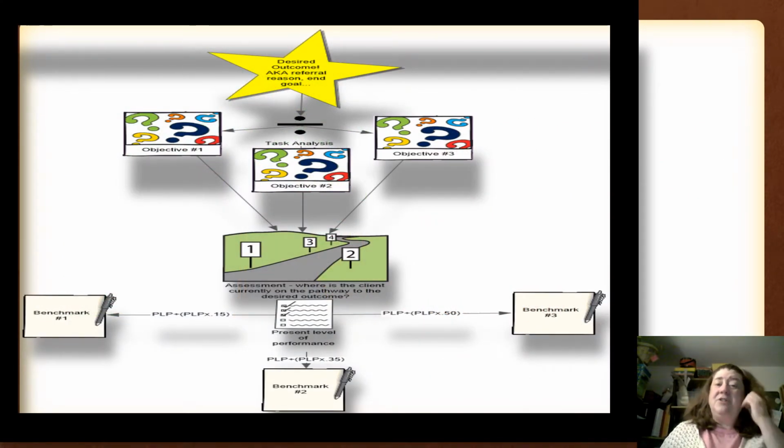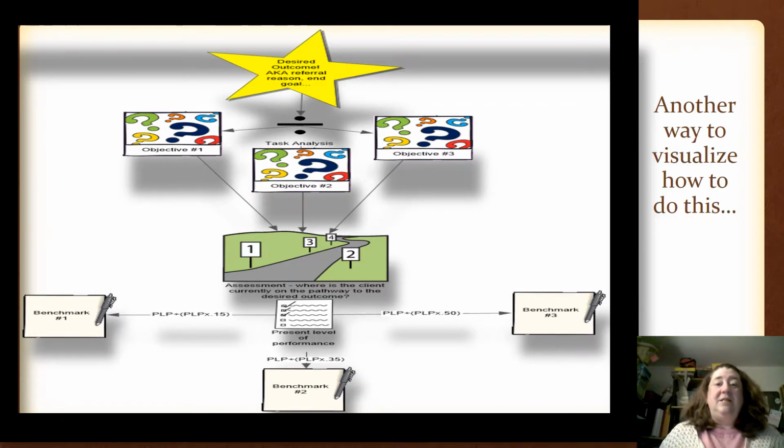Here is another picture of the entire formula. We start off at the top with the star. It's the desired outcome, the referral reason, the end goal. You divide that by your task analysis and you get your objectives, however many you have. Then you do your assessment. You check where clients are on each one of the objectives that you have developed and see where they are at that point. And then you get your present level of performance.